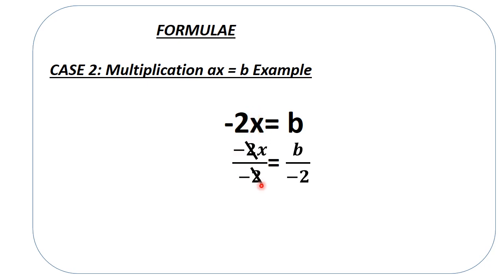So if you divide by negative 2, negative 2 divided by negative 2 is 1. 1 times x is x. So in short, or in simpler ways, we can say negative 2 cancels with itself. So negative 2 has just cancelled with itself. So we're going to have x is equal to b over negative 2.